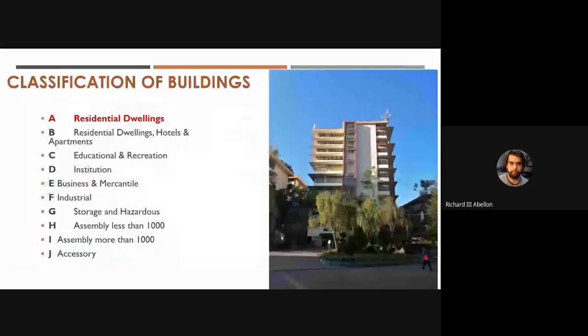Okay? So meron din tayong classification of buildings. We have A, residential dwellings. Letter B is residential dwellings, hotels, and apartments.